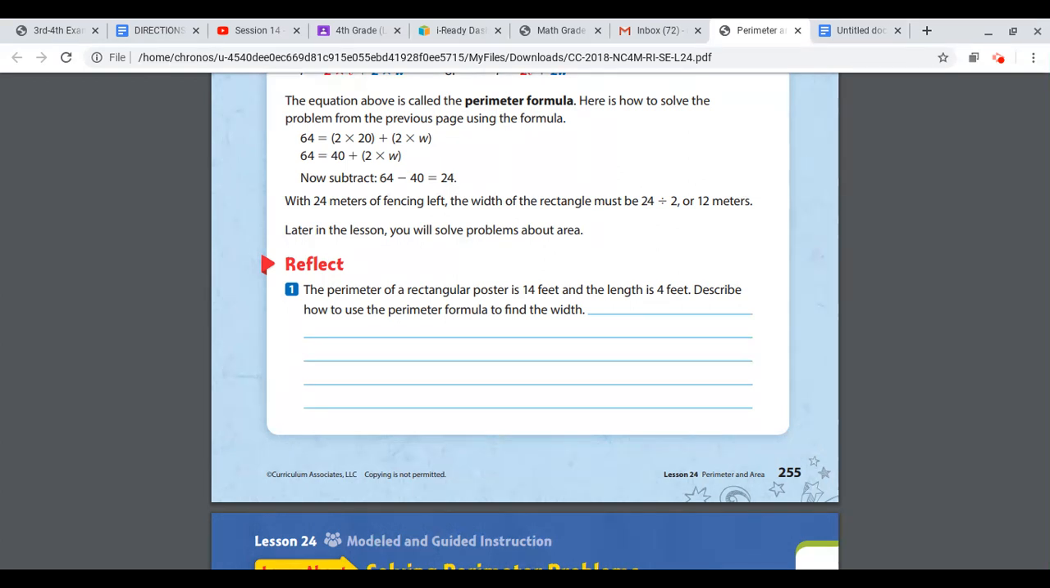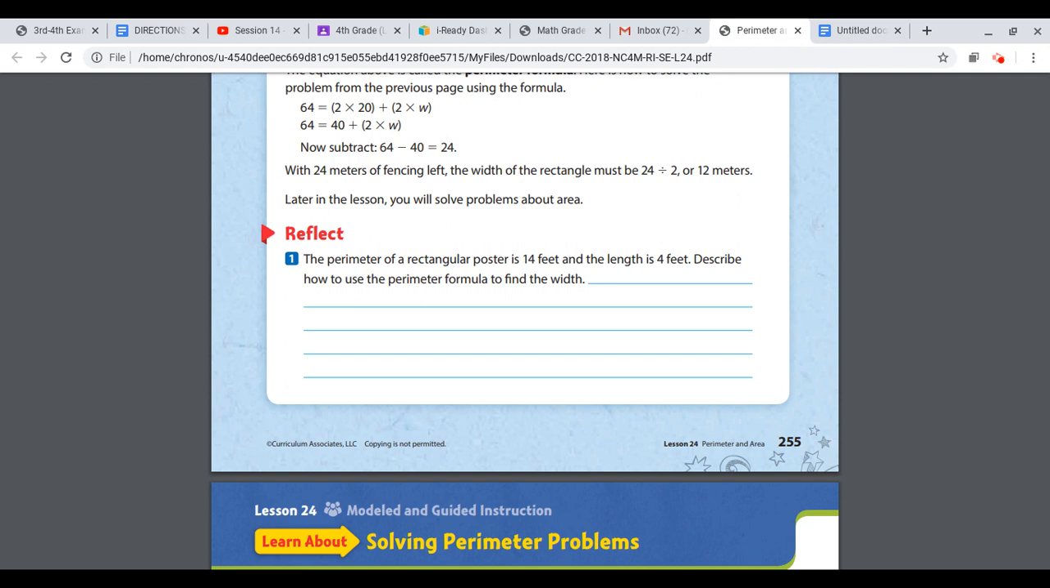Okay. 1. The perimeter of the rectangular poster is 14 feet, and the length is 4 feet. Describe how to use the perimeter formula to write the width. Now, for this one, I'm not going to make you write the perimeter formula, but I do want you to write the equation to solve the perimeter for this rectangular poster. So that's what you're going to do right there.